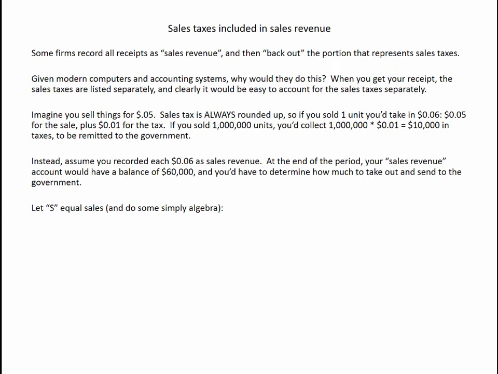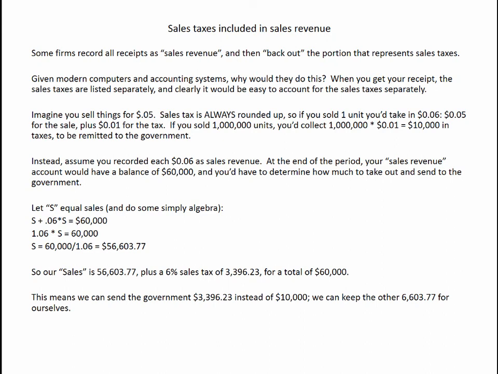Okay, let's do a little simple algebra. Let S equal sales revenue. So we'd have S, sales revenue, plus 6% of S equals 60,000. Factor out the S, so you have 1.06 times S equals 60,000. Divide through by 1.06, and so S, which equals sales, equals 60,000 divided by 1.06, or 56,603.77.